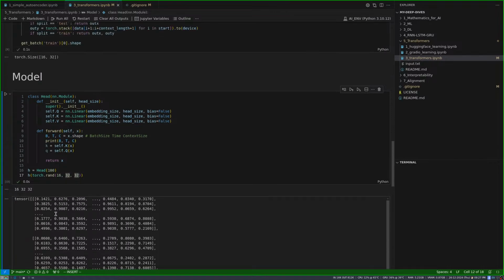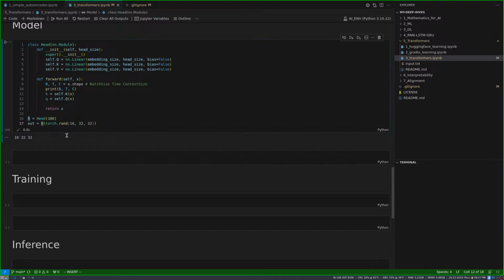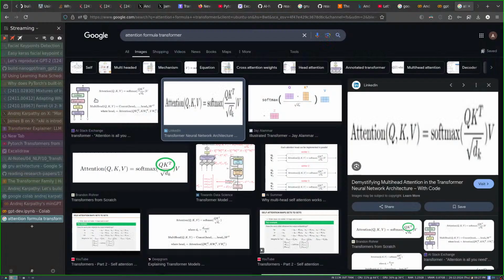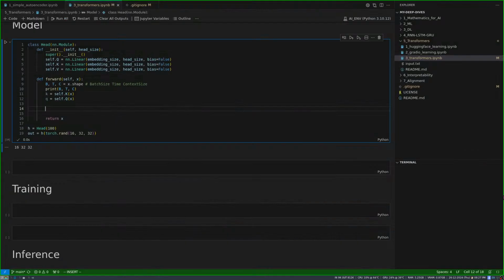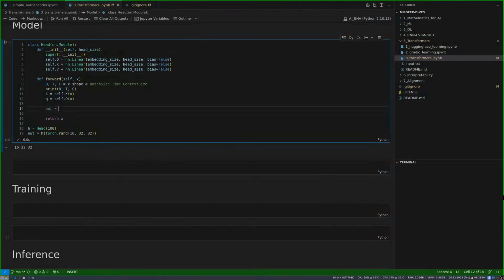Okay, something happened. I don't know what happened, but something actually happened. That's kind of cool, right? Let's put out equal to this. So we created key and query matrix. Now we have to matrix multiply. So let's say out equals k at the cube. That was wrong. Query multiplied by key.